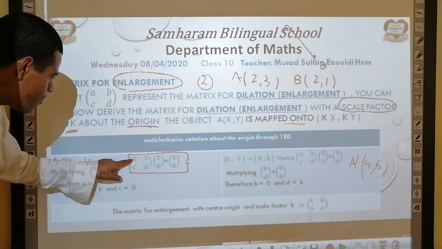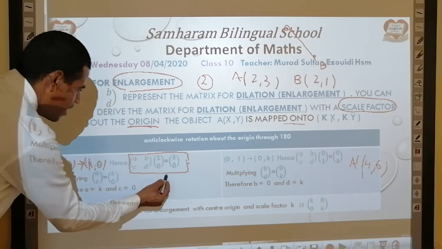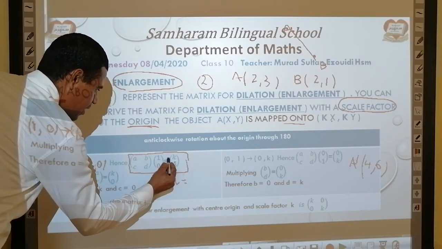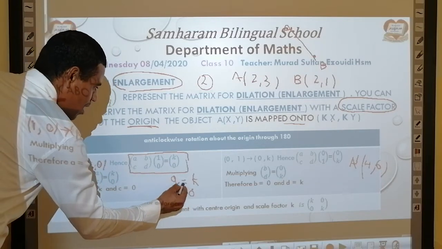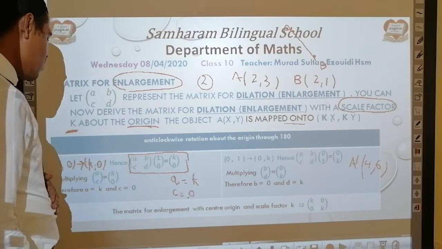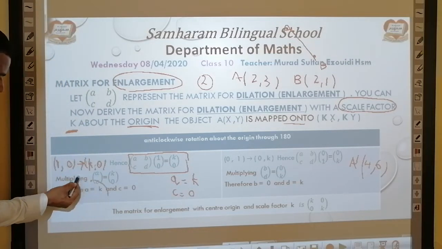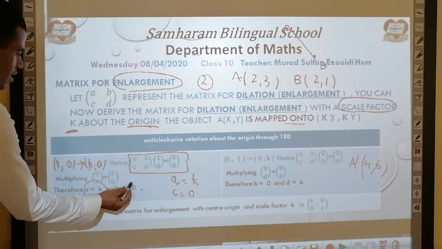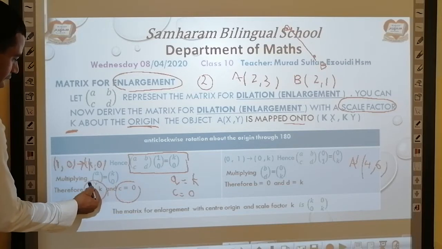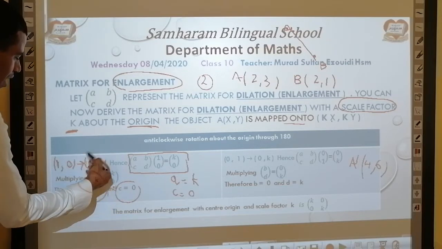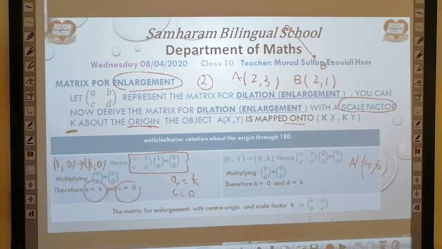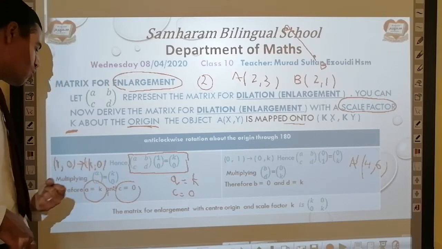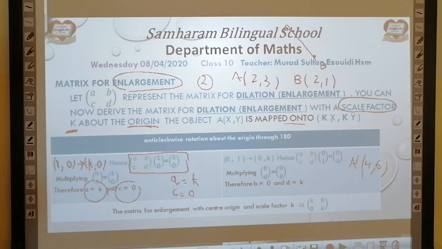So I will now multiply: a by 1 is a, equal k, good. Then c equals 0. Why? Because you can equate both, so we can write here a equals k and c equals 0. Why? Because both matrices (a, c) and (k, 0) are equal and have the same order, so try to equate their corresponding entries. This is for the point (1, 0).